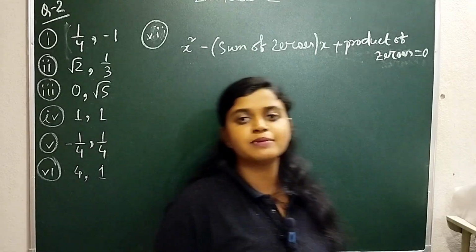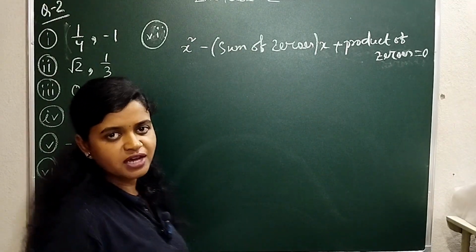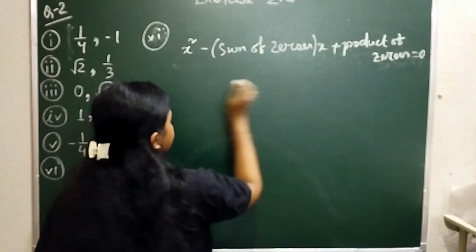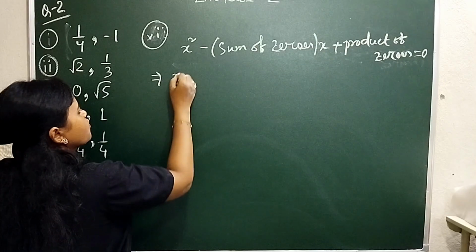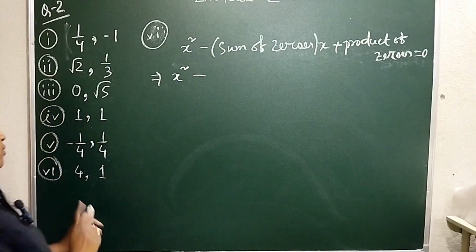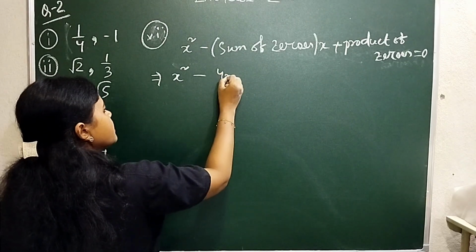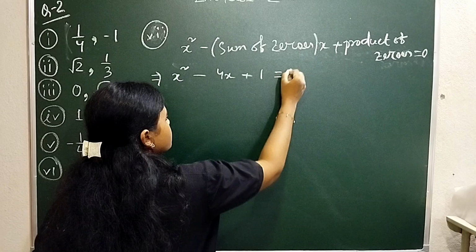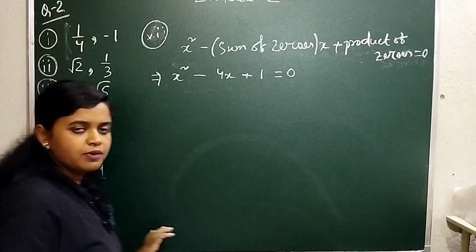Let us discuss question number 6, and this is the last question of this session. So the rule is same, and we will put x square minus the sum of the zeros, that is 4x, plus the product of the zeros, that is 1, is equal to 0. Okay, so this is the quadratic polynomial.